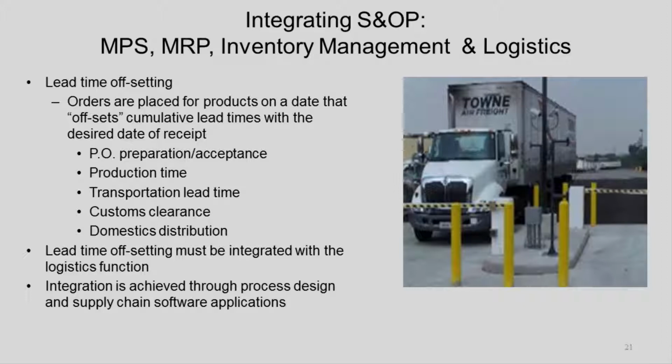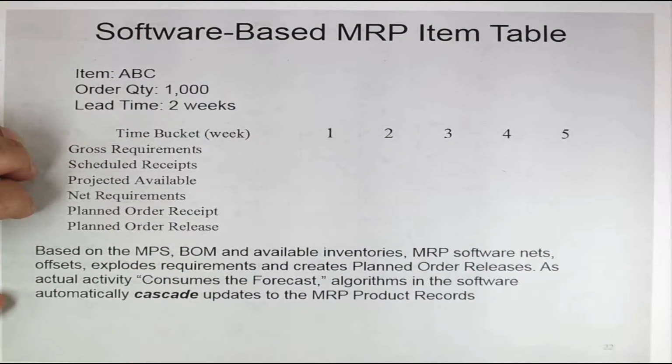Integration is always achieved on a human level, but also through process design that we've talked about and will continue to elaborate on, as well as supply chain software applications. There are many, many software applications that help to manage the MRP process, which in essence is made up of gross to net exploding and lead time offsetting. Just as we saw with our sales and operations planning definition, we moved from a prose-based explanation to a more visual explanation, and that's precisely what we're going to do here, albeit in an MRP type of scenario.